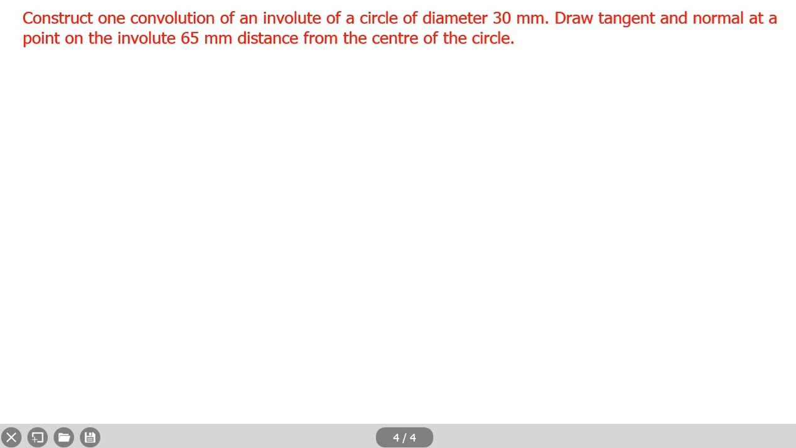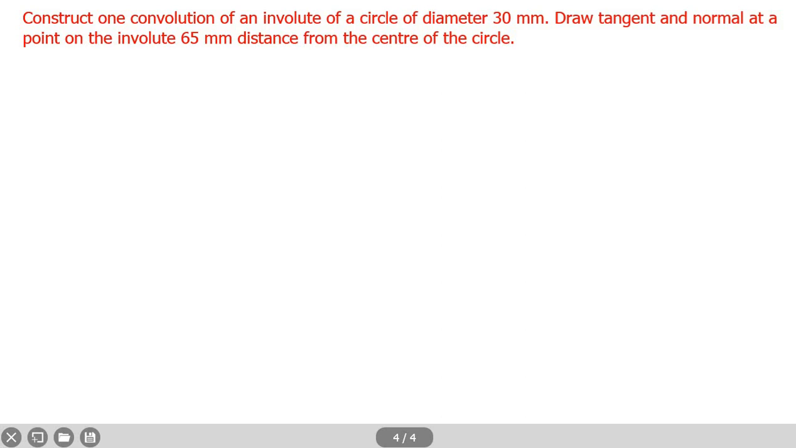If they ask to draw a point anywhere over the curve, we can mark anywhere, but here it is specifically mentioned that the 65 mm distance should be taken from the center of the circle. So we must take only 65 mm distance. That we will see at last.